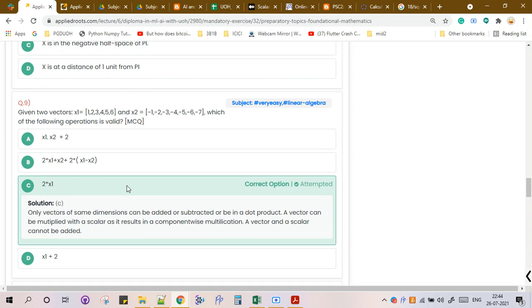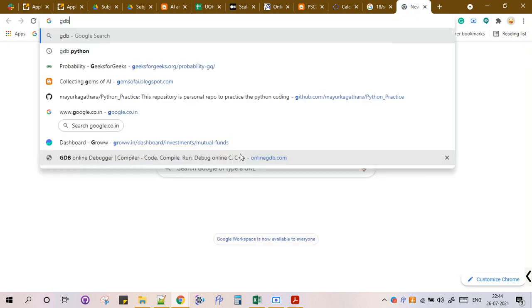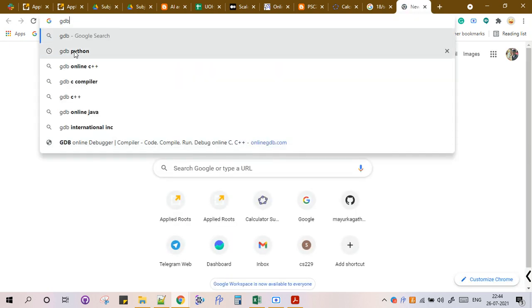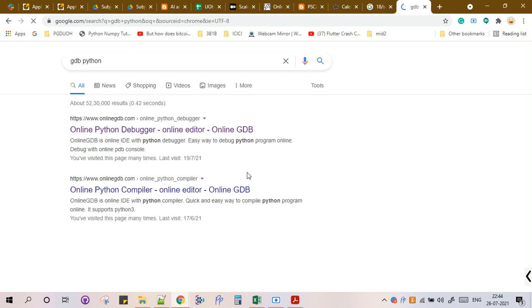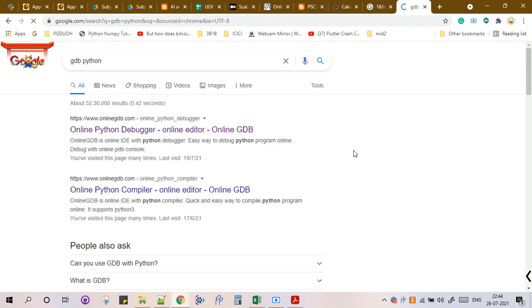Correct? A student asks: if we do option D in NumPy, like x1 plus 2, what would the output be? Will it add 2 to all of the elements of this vector? Yes, it will add 2 to all of the elements. Not 100%, but 99% I'm sure.